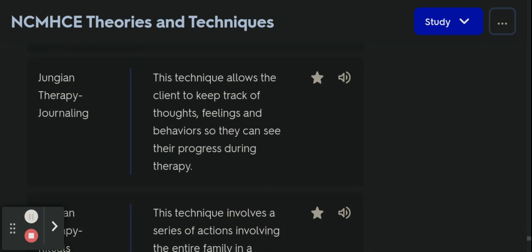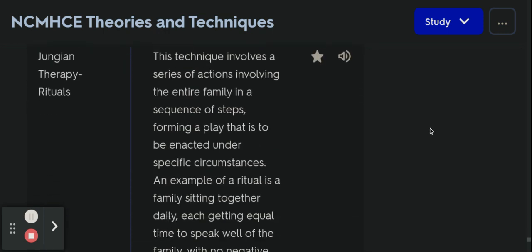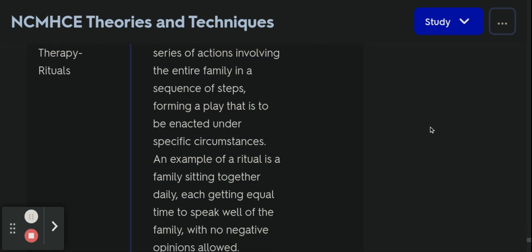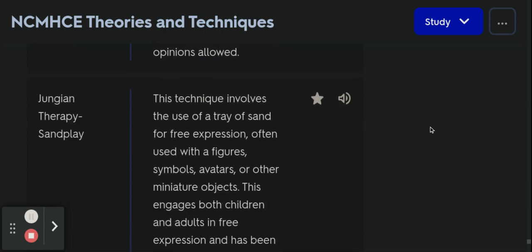Jungian therapy journaling. This technique allows the client to keep track of thoughts, feelings, and behaviors so they can see their progress during therapy. Jungian therapy rituals. This technique involves a series of actions involving the entire family and a sequence of steps, forming a play that is to be enacted under specific circumstances. An example of a ritual is a family sitting together daily, each getting equal time to speak well of the family, with no negative opinions allowed.